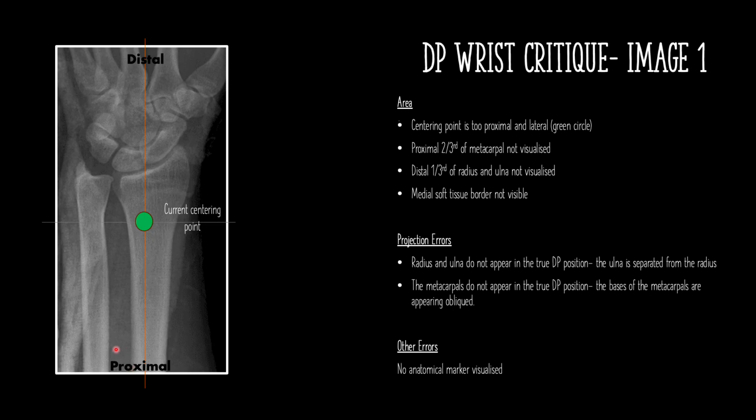It's important to note then that this is the proximal aspect of our image, this is the distal aspect of our image, and this will be our lateral aspect and our medial aspect, and that's very useful for understanding the position of the centering point and how to adjust it to be more appropriate.